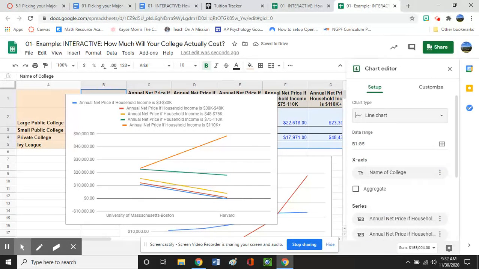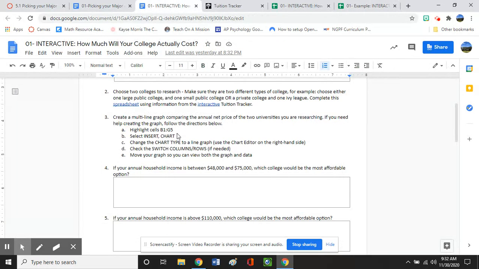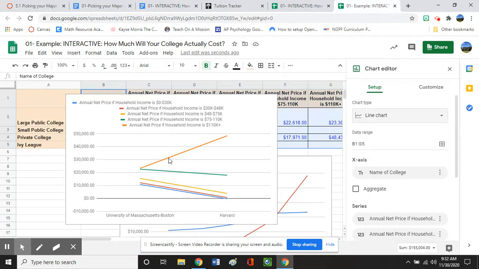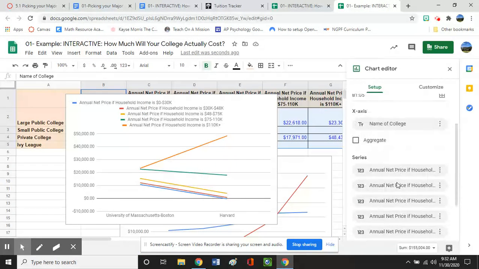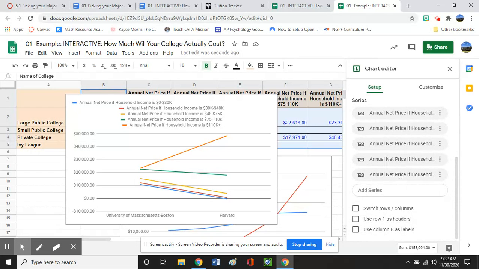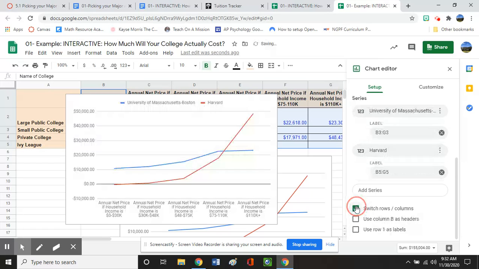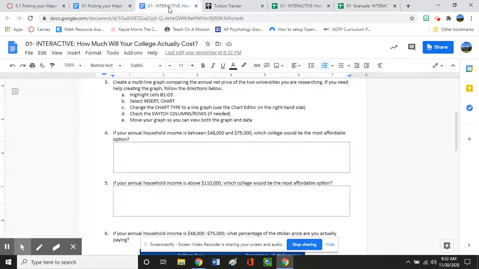And the other thing we need to do now, this is our chart editor over here on the right. Now the next thing, we need to switch the columns and the rows if needed. I definitely need to switch it because I have all these different prices or the different values. So I'm going to go down here, and it's at the bottom. It's that top checkbox. So you're going to switch rows and columns. And then yay, I get my values here. So annual net price, it has all my annual net prices. It has the cost here. It has the two schools I'm comparing, which is awesome.